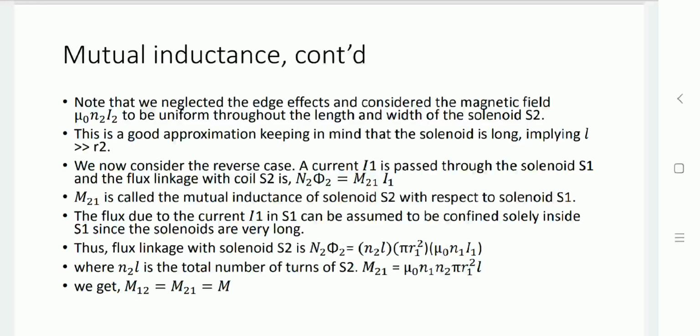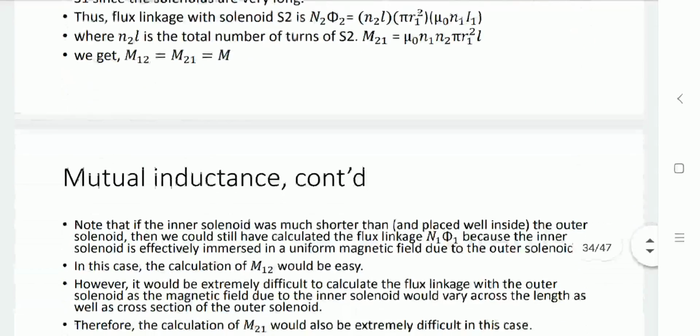By observing the earlier equation M12 and here M21, while we compare, we can say that mutual inductance is the same. Whether current passes through S2 and its effect is over S1, or current passes through S1 and its effect is available over S2, that effect is the same. So mutual inductance is the same.